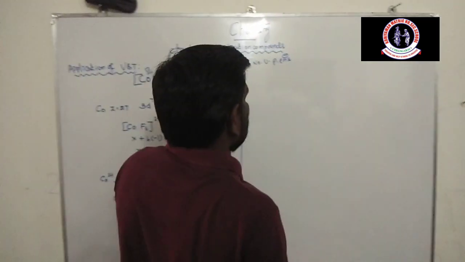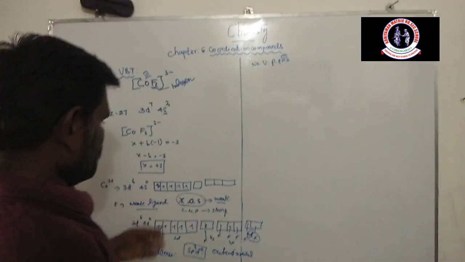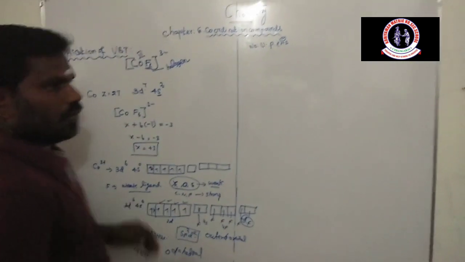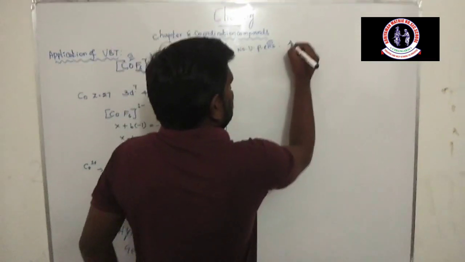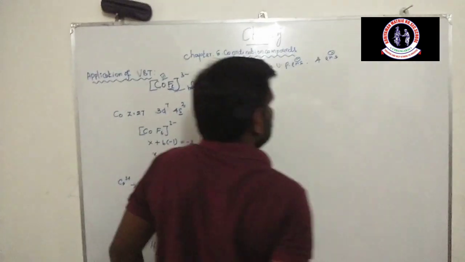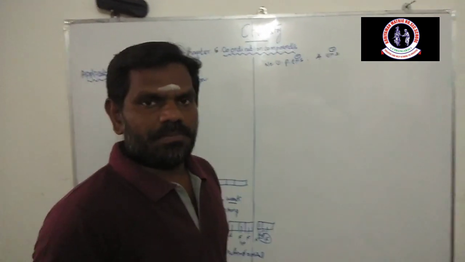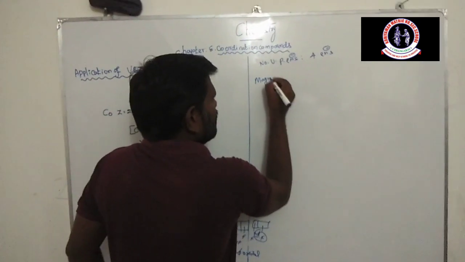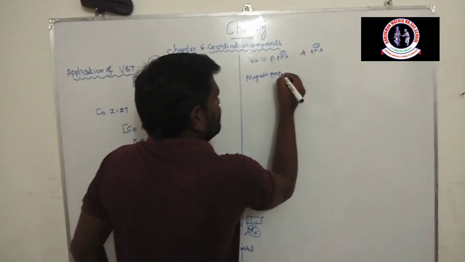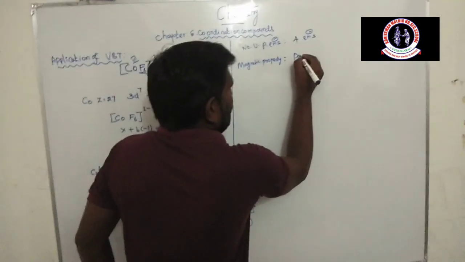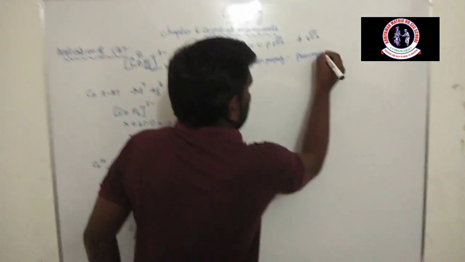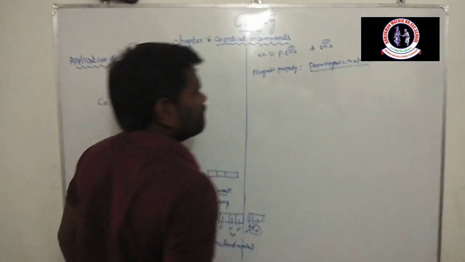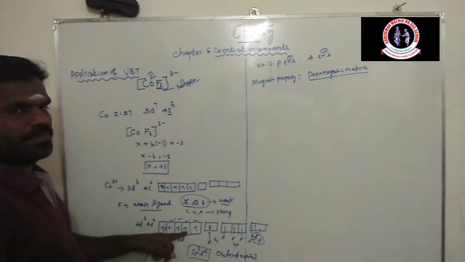Next, number of unpaired electrons in the d shell: 1, 2, 3, 4. Four unpaired electrons are there. Suppose the presence of unpaired electrons in the d orbital means the magnetic property is paramagnetic nature. Because here 4 electrons are present in the d shell.